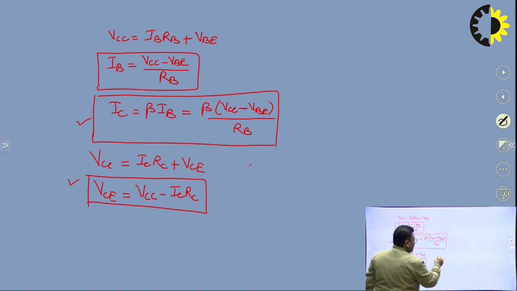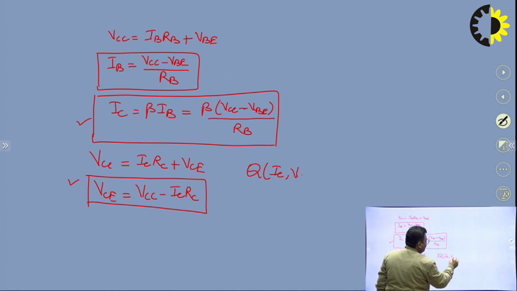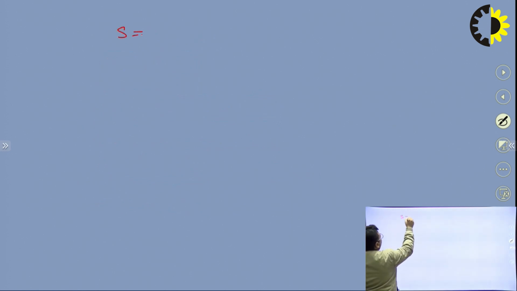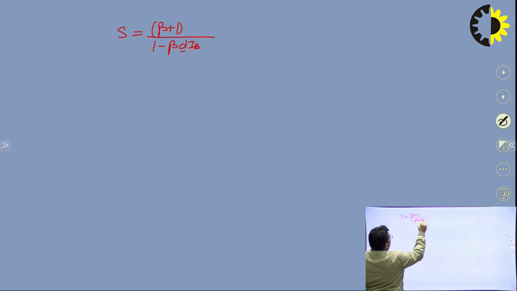So finally what we have calculated is the Q point, the value of IC and VCE. Here we can say this is ICQ and this is VCEQ. It represents that we are calculating the Q point, IC and VCE value, right. Now if we want to find out the stability of this circuit, we have to use the stability factor. The formula of stability factor is S equal to (beta plus 1) divided by (1 minus beta times dIB over dIC). This is the formula that we have proved.